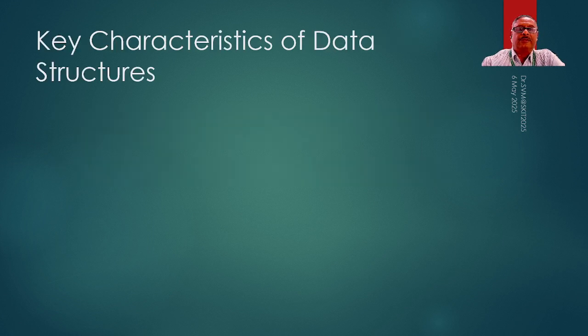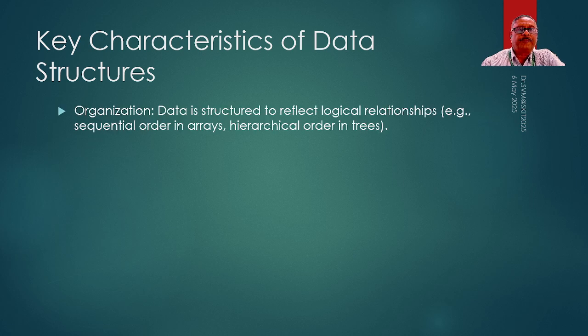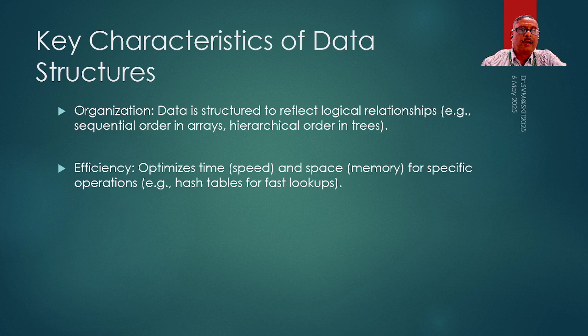The key characteristics of data structures. First, organization. Data is structured to reflect logical relationships. For example, sequential order in arrays, hierarchical order in trees, etc. As far as efficiency is concerned, it optimizes the time as well as space efficiency for any specific operations.